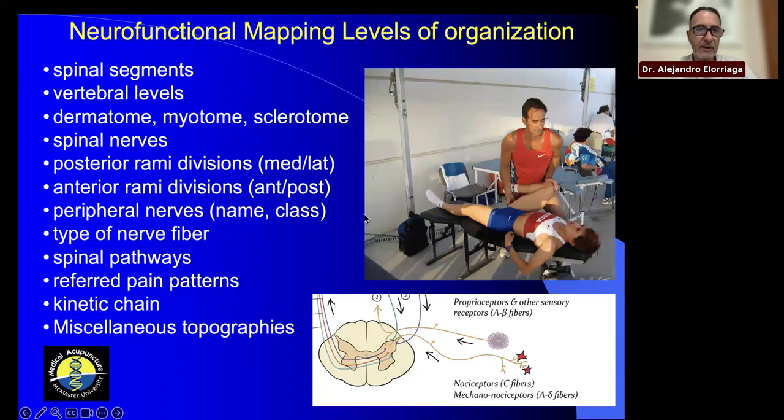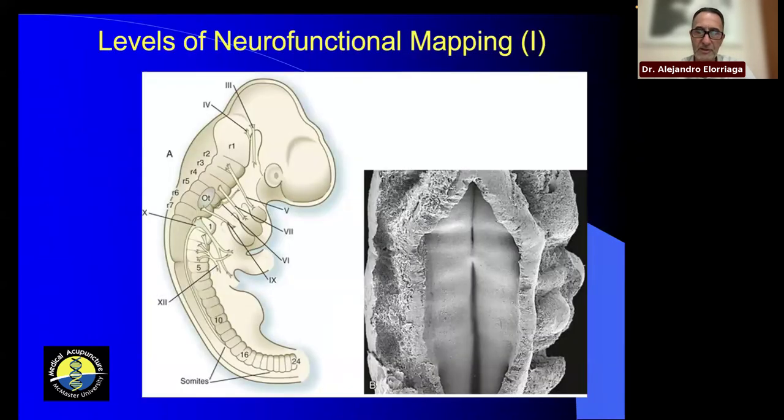So just briefly, I invite you to review the nervous system from its original organization and segments to all the categories, anatomical, functional, that I mentioned. So briefly, because again, this would be another whole different presentation on the levels of neurofunction.